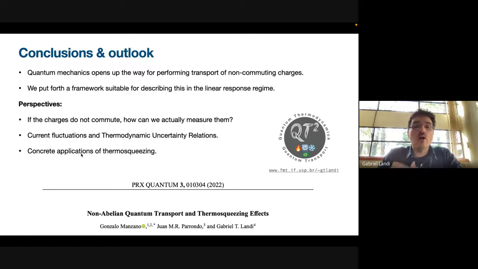And finally, we're also looking for some concrete applications of squeezing and thermosqueezing. Can we make devices using this kind of phenomena and so on?